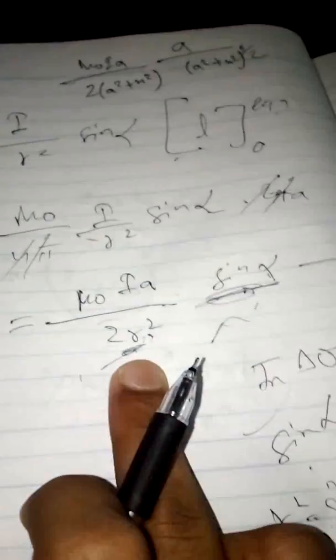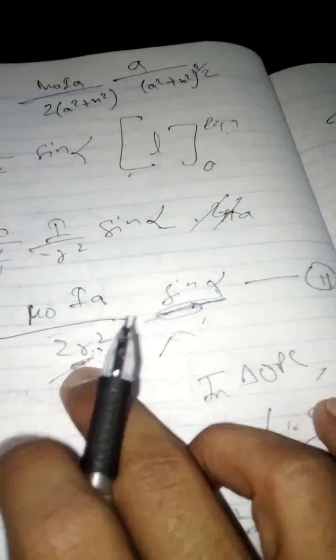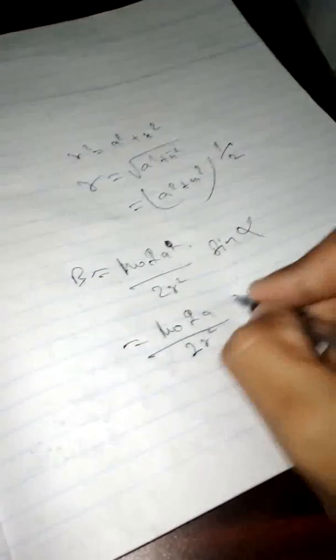So it was B equal to mu naught I a by 2r square, sin alpha. This was the expression. We need to put the values of r and sin alpha. Sin alpha we have a by r, okay? So it will be mu naught I a by 2r square, and sin alpha means a by r. It became mu naught I a square by 2r cube, okay? So it becomes mu naught I a square by 2.